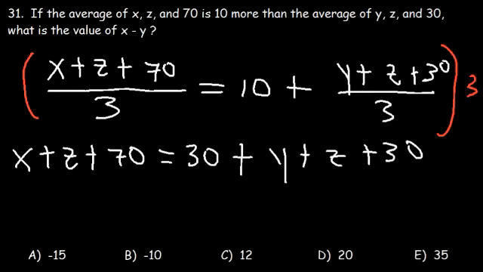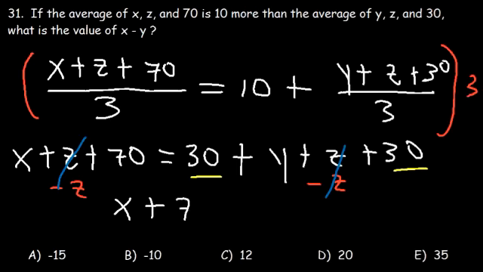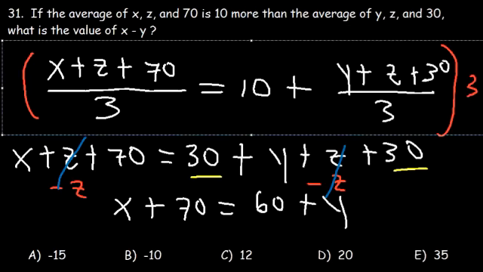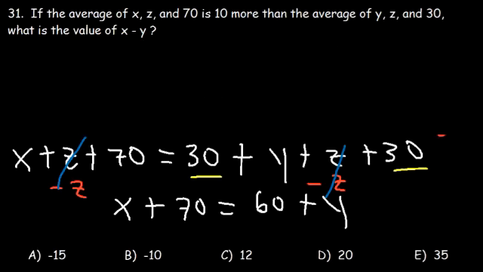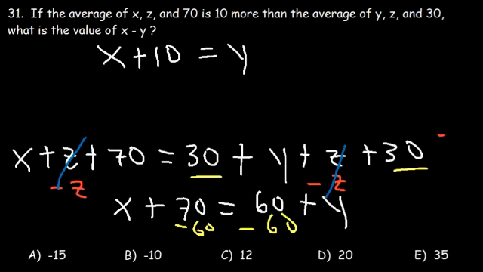So at this point, we can add like terms. And at the same time, we can subtract both sides by z. So the z variables will cancel, and 30 plus 30 equals 60. So right now we have x plus 70 is equal to 60 plus y. So if we subtract both sides by 60, what we now have is x plus 10 is equal to y.